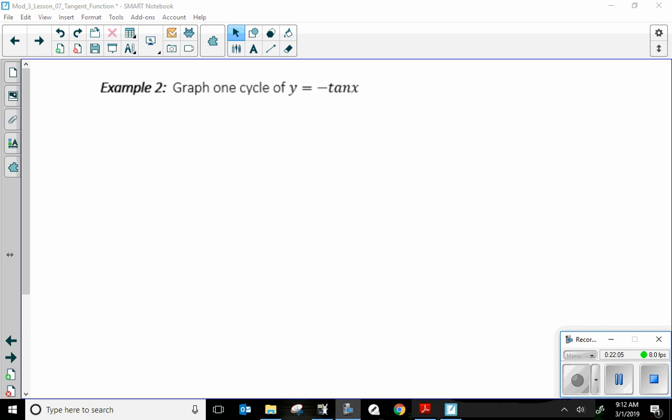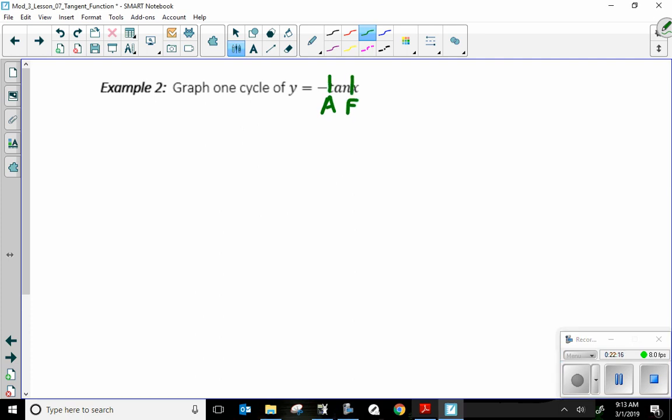Example 2, graph one cycle of y equals negative tan of x. My amplitude is 1. My frequency is 1. Those are not absolute value bars around that, because it's the same thing as saying the negation of 1 tan of 1x. We just don't have to write the ones. So my amplitude is 1, my frequency is 1, my period is 360 divided by 1, which is 360.